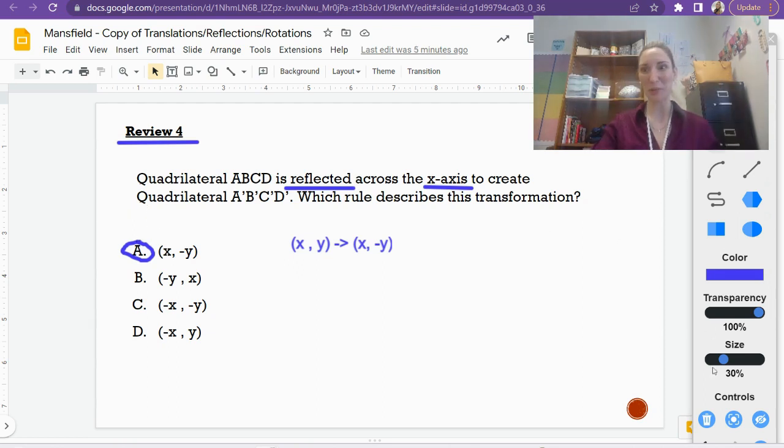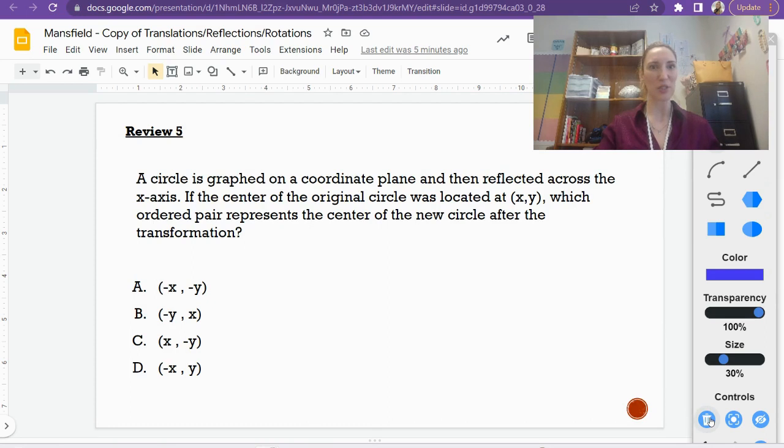Let's try another one about reflection. Let's see how we do on the next one. Review 5. Go ahead on your paper. Review 5. This one says, a circle is graphed on a coordinate plane and then reflected, keyword over here, extremely important, across the x-axis. If the center of the original circle was located at (x, y), which ordered pair represents the center of the new circle after the transformation?